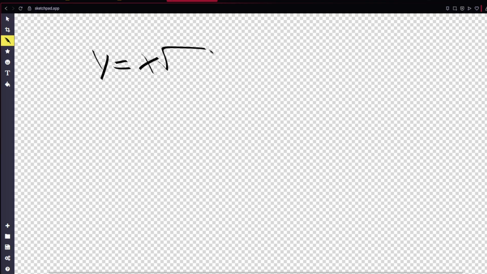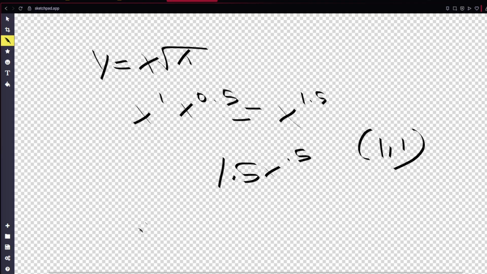Now let's get to the equation of the tangent line through y equals x square root x. So using some logic, that's x to the 1 times x to the 0.5, which is the same as x to the power of 1.5. Apply the power rule, which also works for non-integers. So it's going to be 1.5 x to the 0.5. And it says find the equation of the tangent line at 1, 1. So the derivative at 1 would be 1.5 x to the 0.5, which is equivalent to just 1.5.